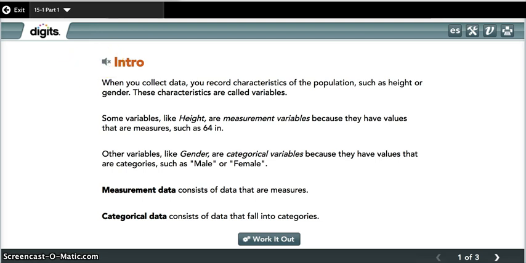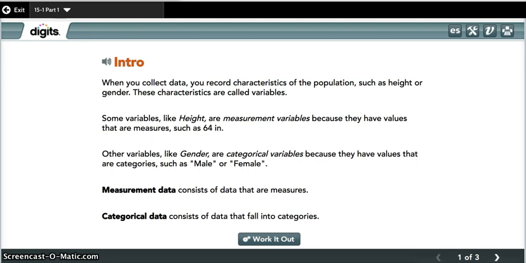When you collect data, you record characteristics of the population, such as height or gender. These characteristics are called variables. Some variables, like height, are measurement variables because they have values that are measures, such as 64 inches. Other variables, like gender, are categorical variables because they have values that are categories, such as male or female. Measurement data consists of data that are measures. Categorical data consists of data that fall into categories.